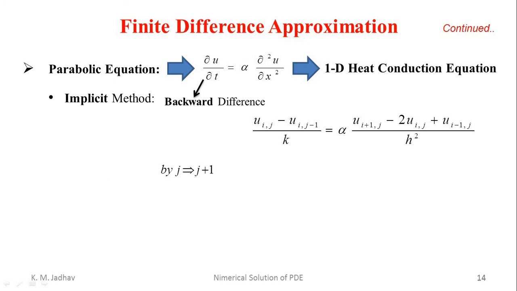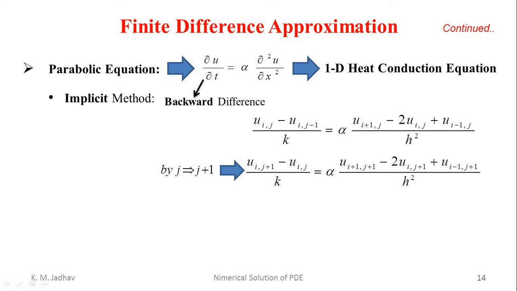Now here, if I increase j by 1, then I can rewrite this equation as this u i and this j plus 1 minus, here if I increase j by 1, it will become j. So here it is u i j divided by k as it is. Similarly here, this j is increased by 1. So here it is j plus 1.